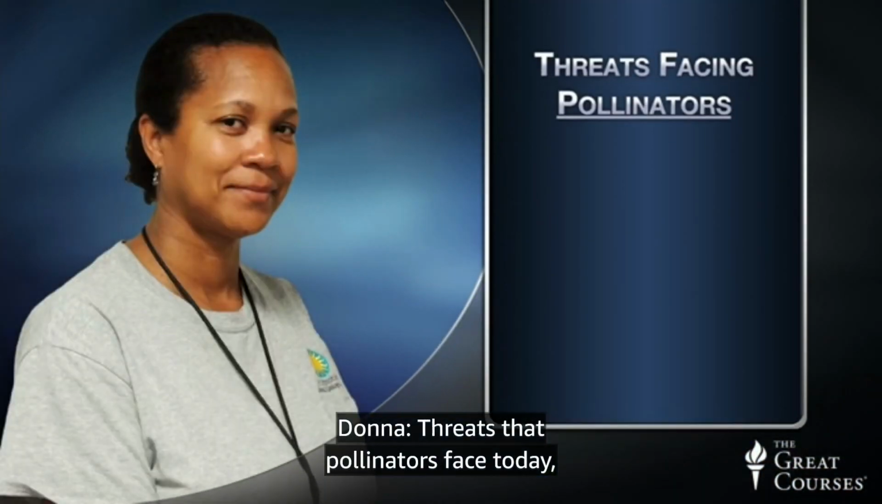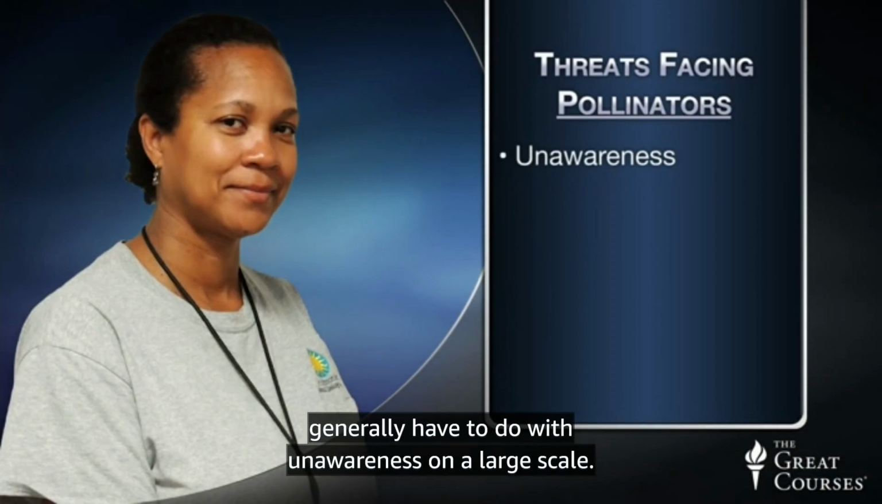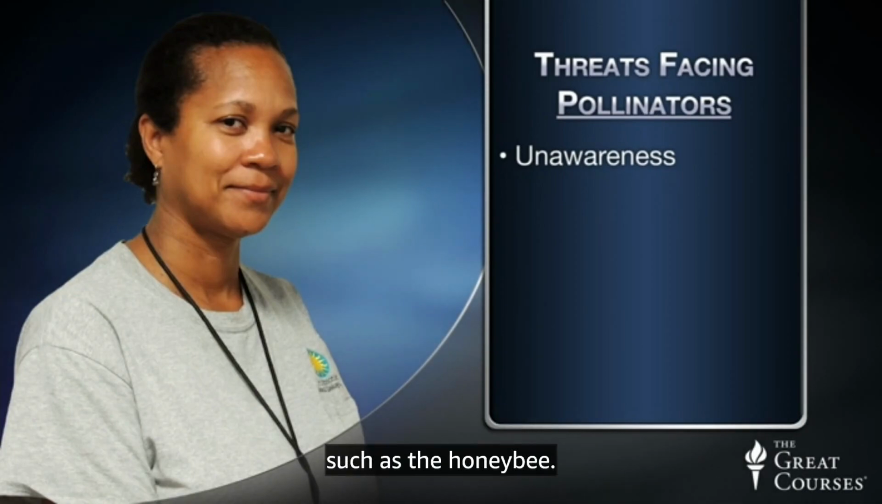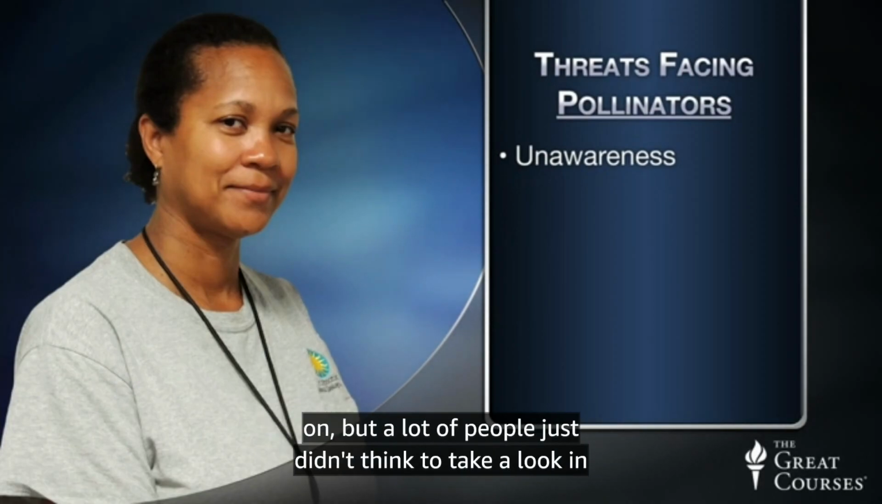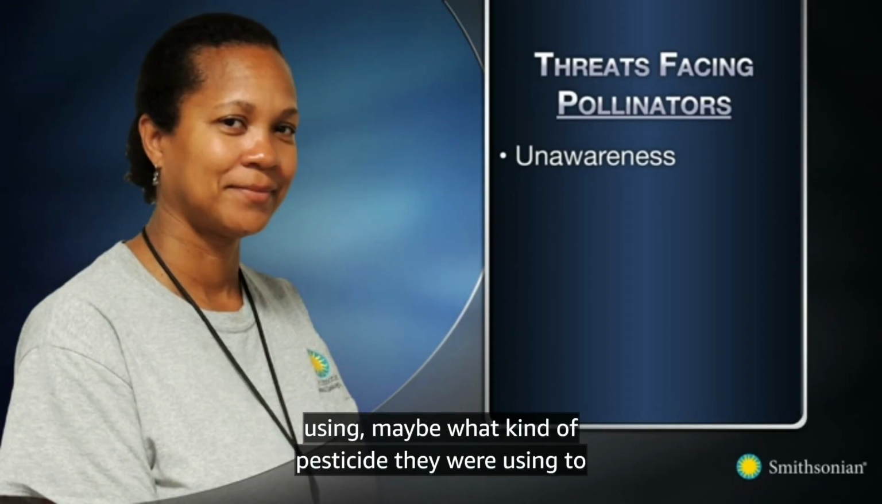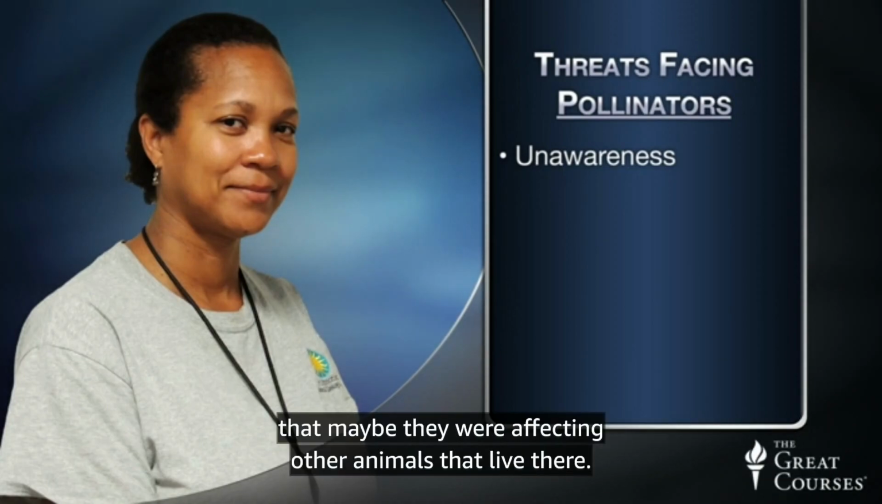Threats that pollinators face today generally have to do with unawareness on a large scale. We're very aware with key animals such as the honeybee. When that went down, everybody started wondering what was going on. But a lot of people just didn't think to take a look in their own backyards about maybe what they were planting or using and what kind of pesticides they were using to grow their finely manicured lawn, that maybe they were affecting the other animals that live there.